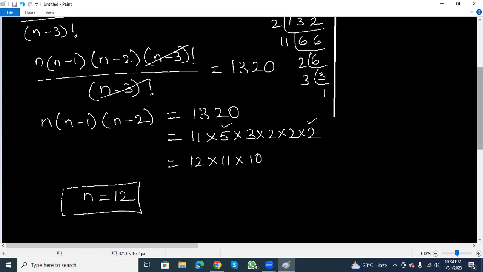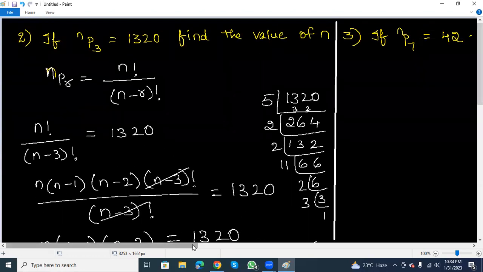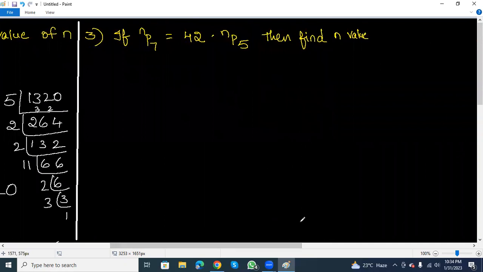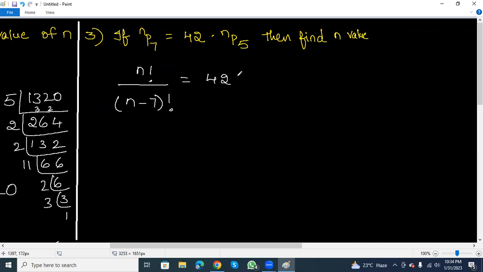Let's check one more question in permutations. If nP7 is equal to 42 times nP5, then find the value of n. So nP7, by the nPr formula, is n factorial by n minus 7 factorial, equal to 42 times nP5, which we also write as n factorial by n minus 5 factorial.